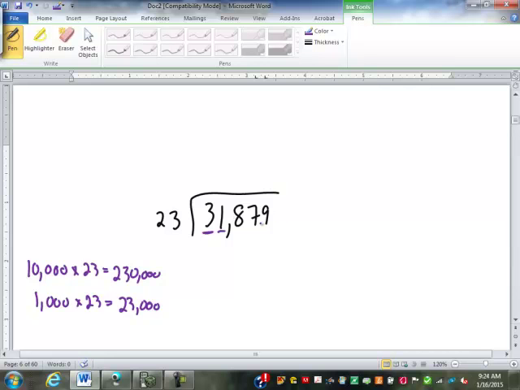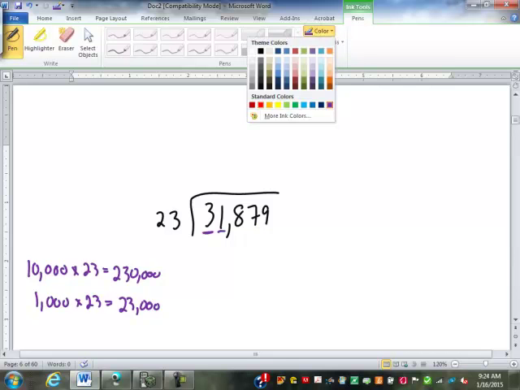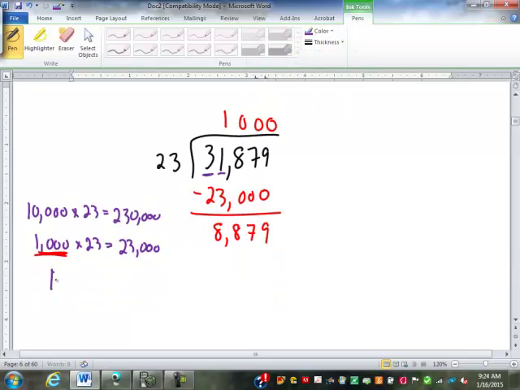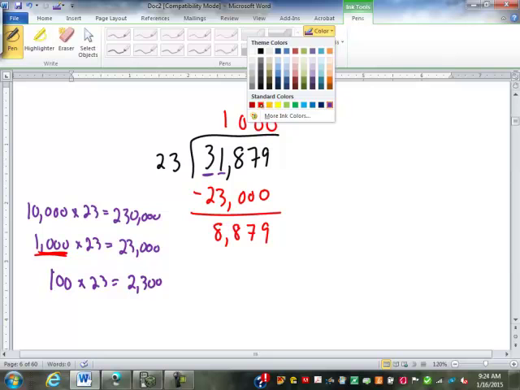Can I subtract that? Yes, I can. Can I do it more than once? No, I can only subtract it once. So if I subtract 23,000, I am left with 8,879. I just subtracted 23 1,000 times. My next place value would be the hundreds. 100 times 23 is 2,300. Can I subtract that from what's left there? Yes, I can. And so, in fact, I can subtract it 3 times.